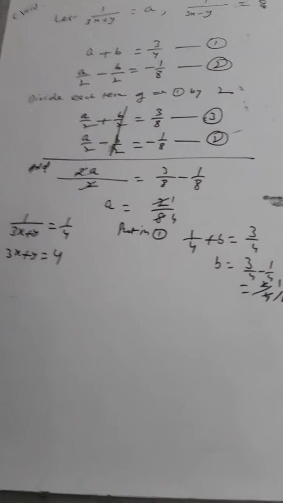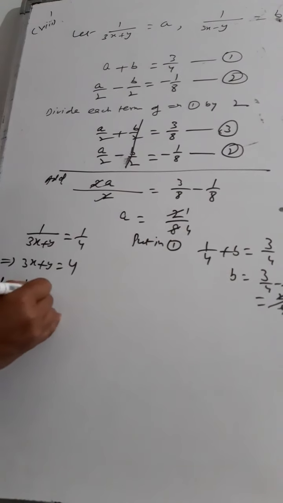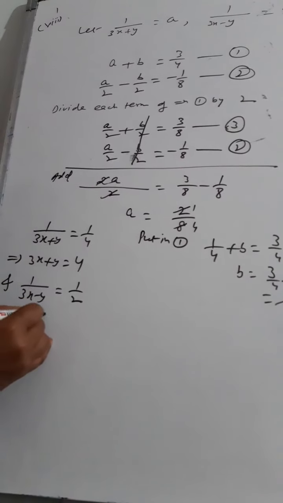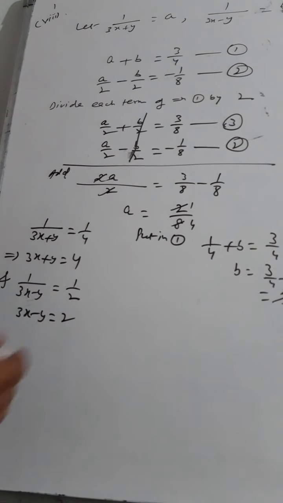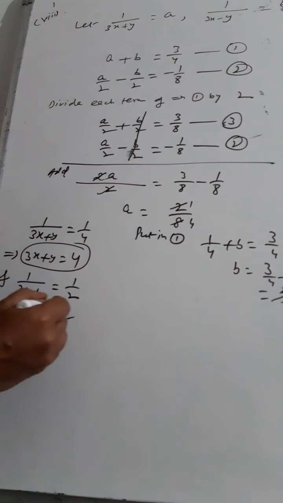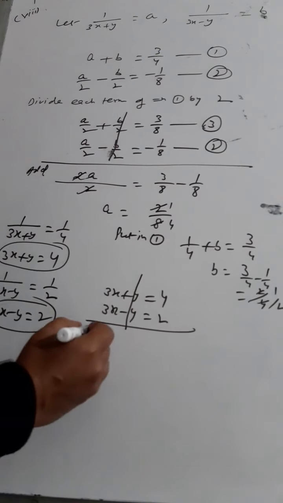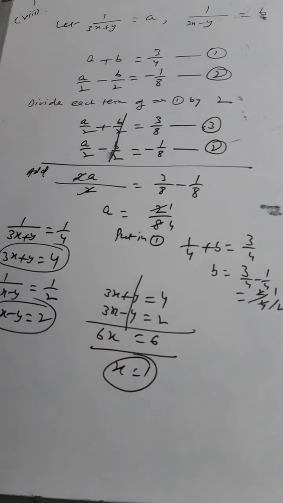and you will take it as 1 by 2. And what was b? b is 1 upon 3x minus y, and 1 upon 3x minus y is equal to what? 1 by 2. So you will get 3x minus y is equal to 2 after doing the cross multiplication. Now you are getting these two equations again in two variables. Again you go for the further calculations that will give you the value of x and y. So this equation and this equation, and here you can see easily I can eliminate y, plus y and minus y. This becomes 6x is equal to 6. So x is equal to 1 is the answer.